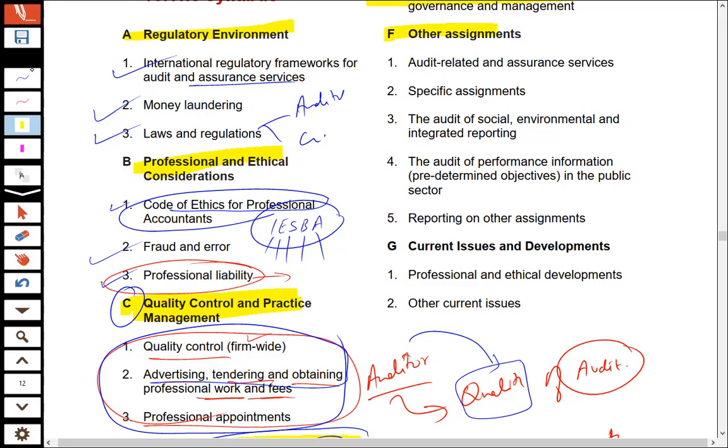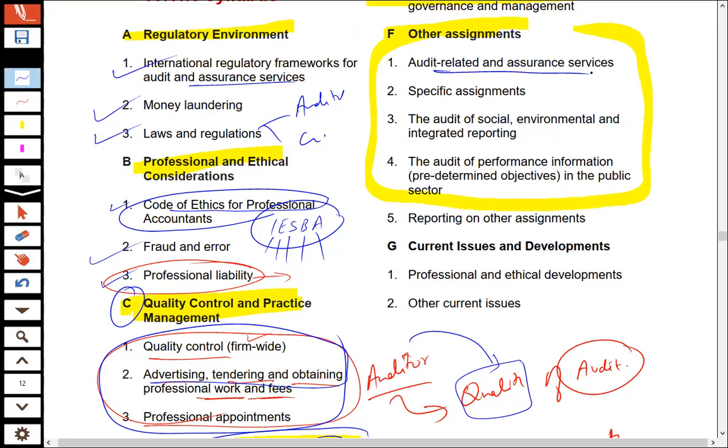Other assignments include audit-related and assurance services, specific assignments like due diligence and prospective financial information. Due diligence is basically the assignment in acquisitions and mergers that gives assurance to the intended user on whether the company should be purchased or not.